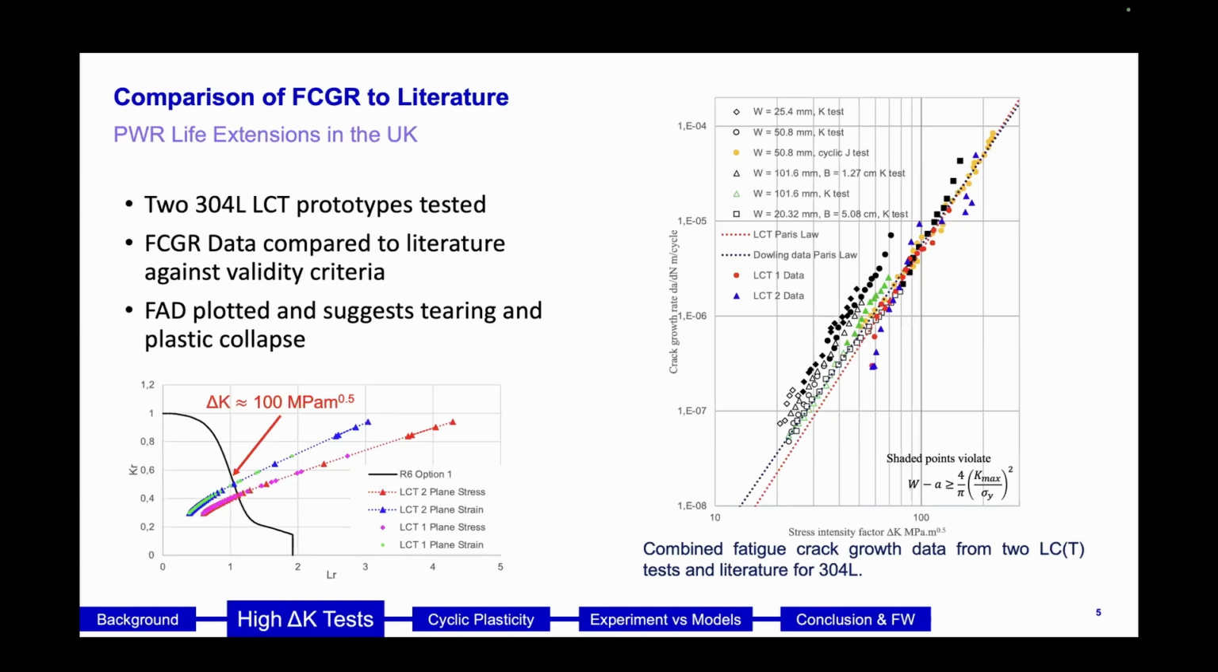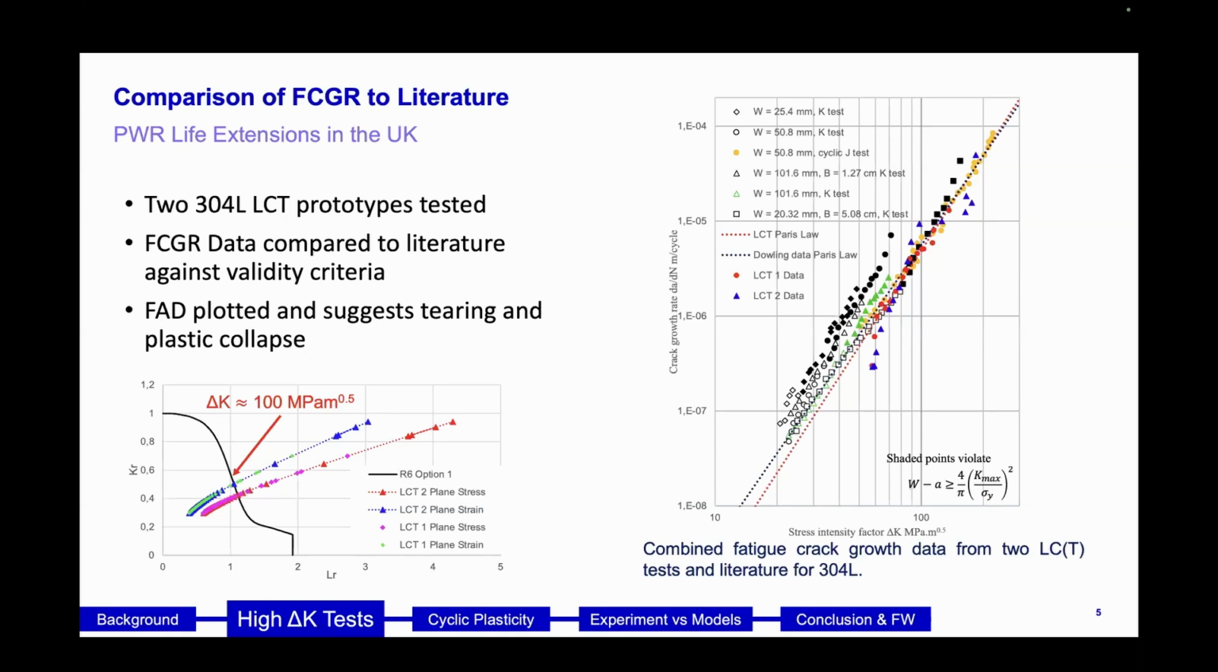The two prototype tests that were performed are shown in blue and red. Does this work? This works. Blue and red over here. And there's an initial notch effect here. What is of note here is that the crack growth rate seems to agree very well with literature data in the low delta K predominantly elastic region, which is quite surprising given that everything seems to predict significant plasticity.